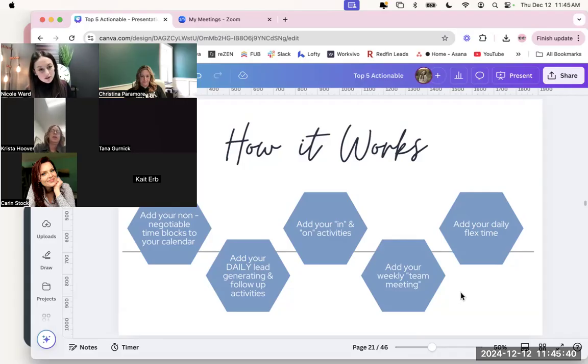Then the next thing you're going to do is add your daily lead generating and follow-up activities. So these are those 3 to 5 activities that you want to do every day to grow your business consistently. You're going to add those to your calendar. Then you're going to add your in activities and your on activities. Who knows the difference between working in your business and on your business? Shout it out if you know it.